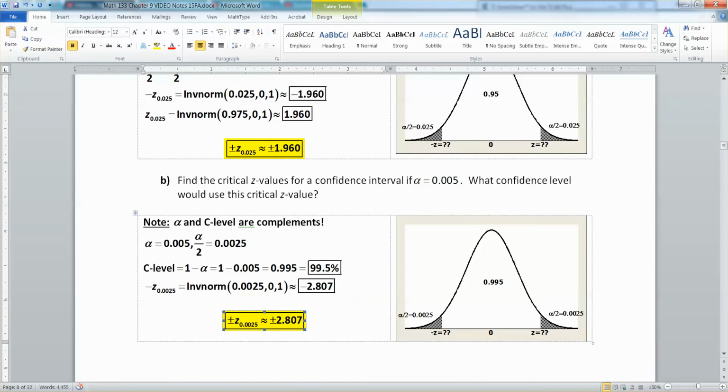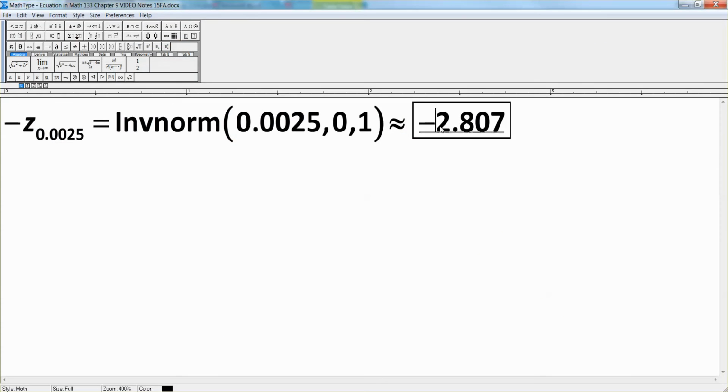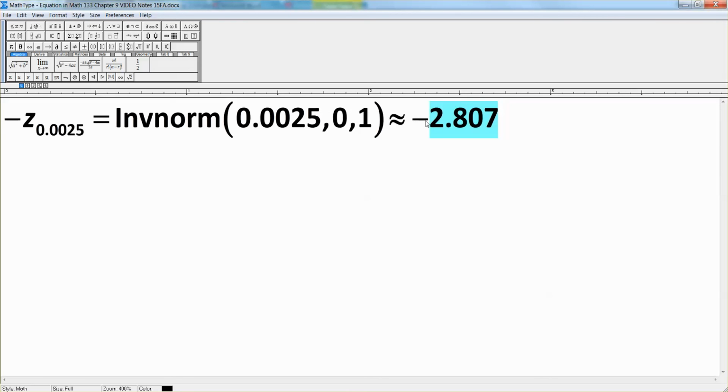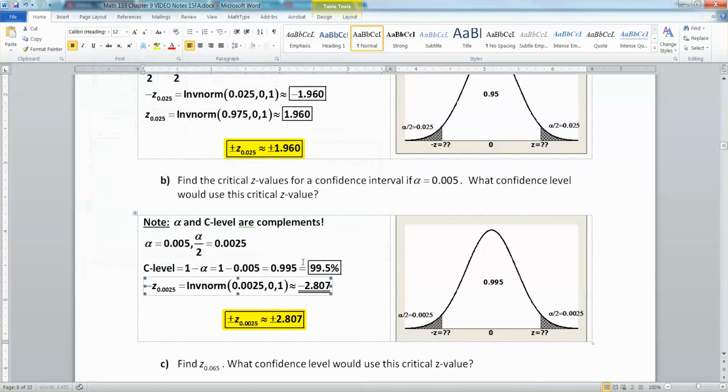And there we have it. So we don't need to use the calculator to find both of the critical values. We can actually just use it to find one of them, and that's fine. That'll work well enough. Once you have one, you know the other one's there by symmetry.